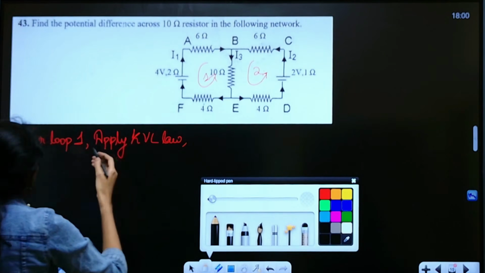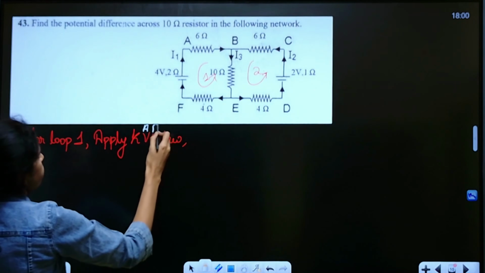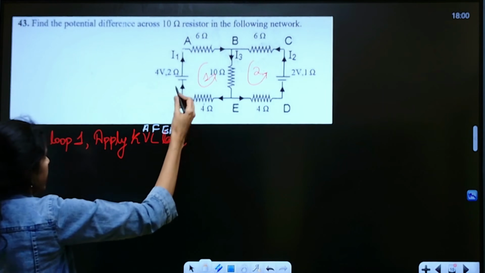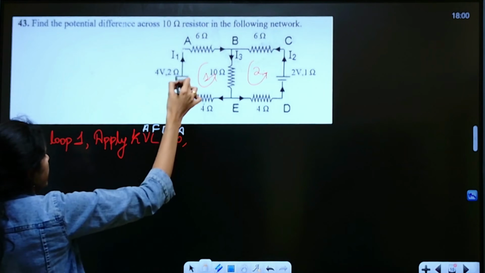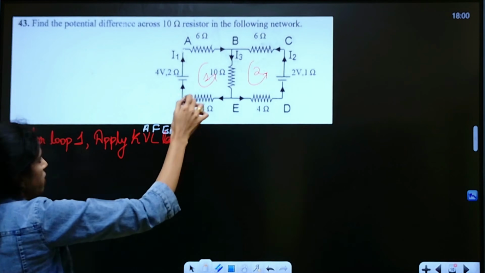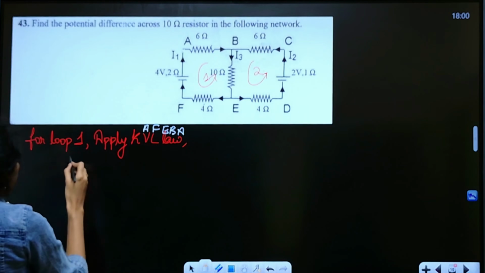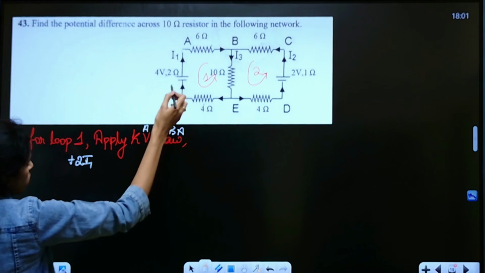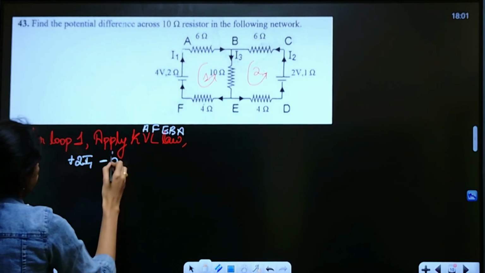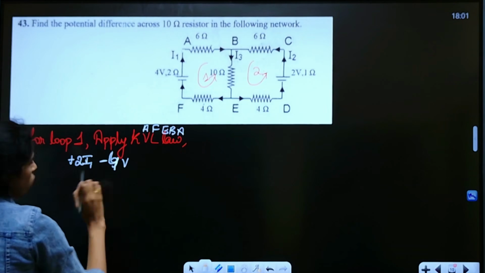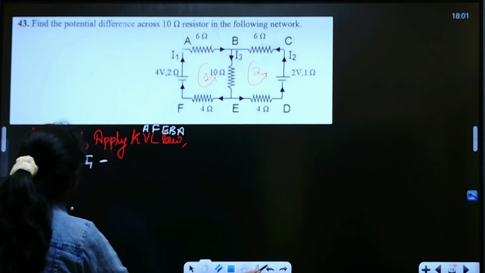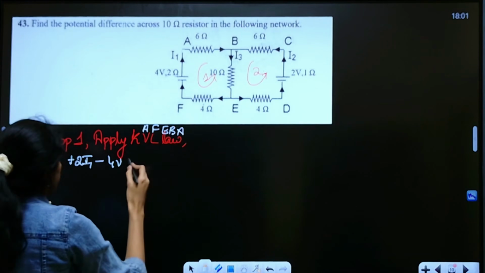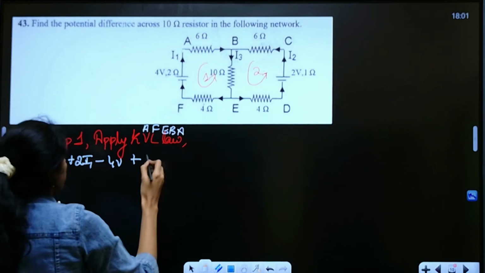Now I'll move from A, F, E, B, A. I'll start from here and go in this direction. You can see here the current is over here and the internal resistance is over here. If I'm going in this direction, you will take plus 2 times I1. Going from positive to negative, you will take minus 4 volt. Then going here, the current is in the opposite direction, therefore plus 4 times I1.